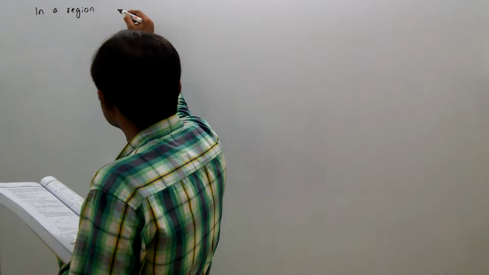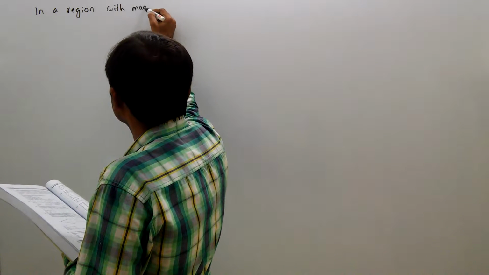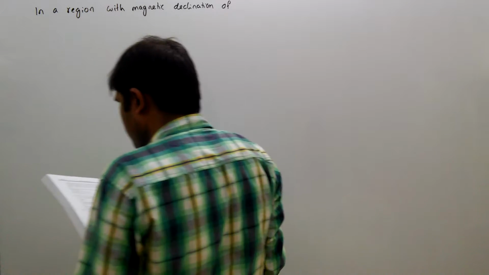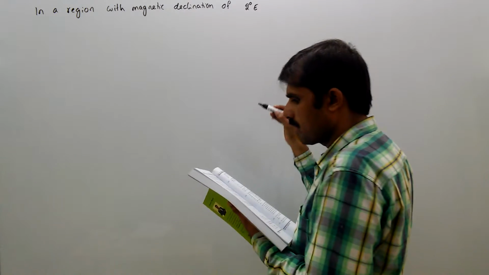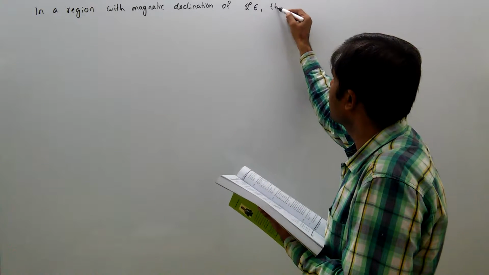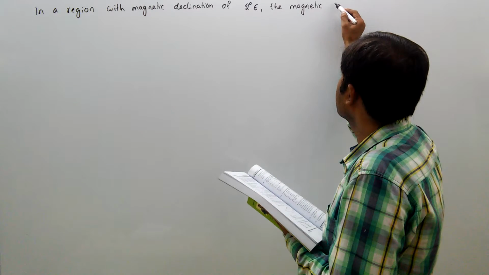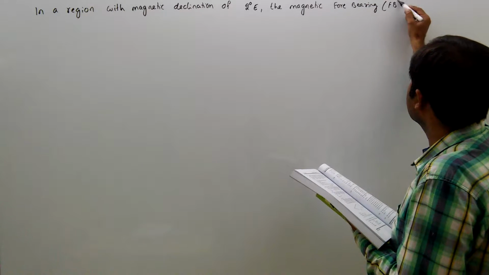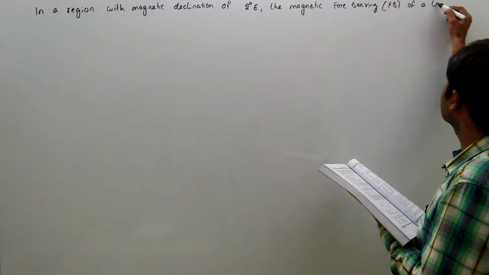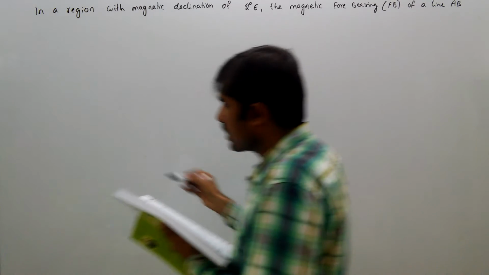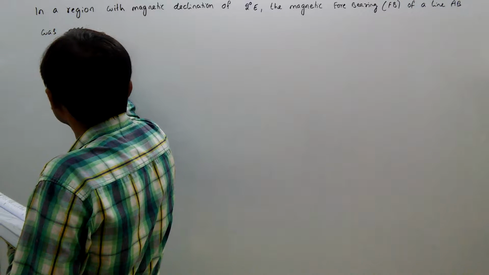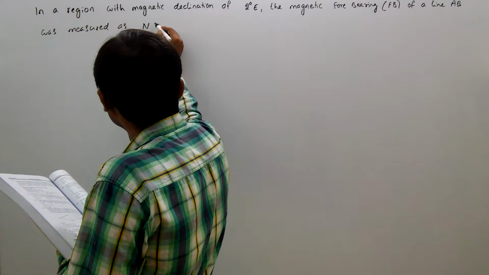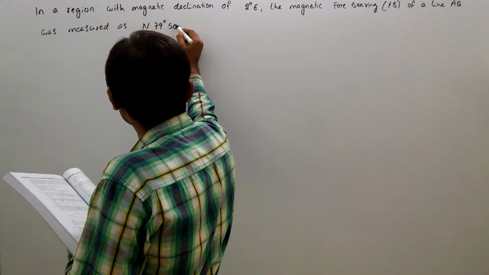In a region with magnetic declination of 2 degrees east, the magnetic fore bearing (FB) of a line AB was measured as north 79 degrees 50 minutes east.